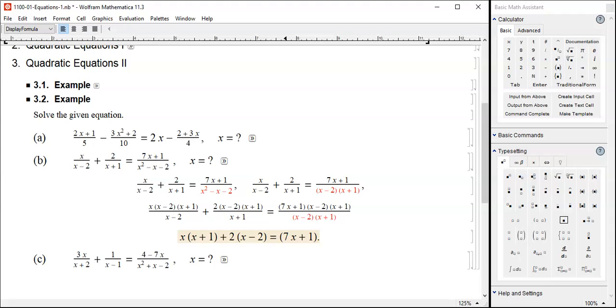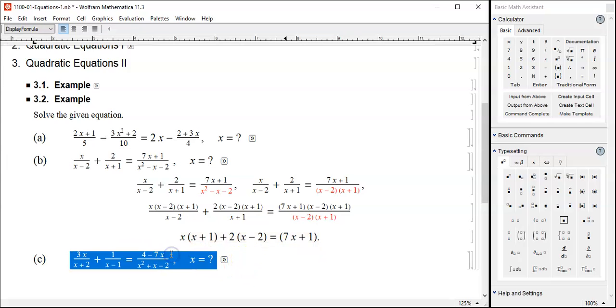So what kind of equation is this? And then how do you proceed? Okay, no more from me. Okay, let's go to the next problem here.